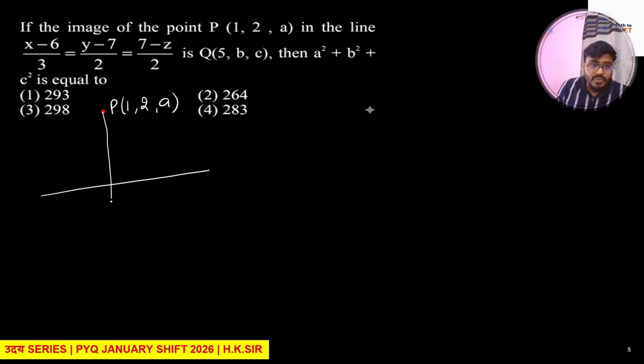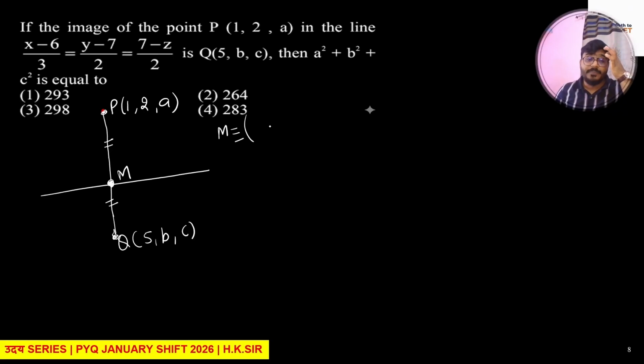They are saying the image of the point P in this line is Q. So point Q is given as 5, b, c, and the equation of the line is given here. If this is the image, then this distance equals this distance, so this is the midpoint. Let's suppose this midpoint is M. So how do we find the coordinates of the midpoint?